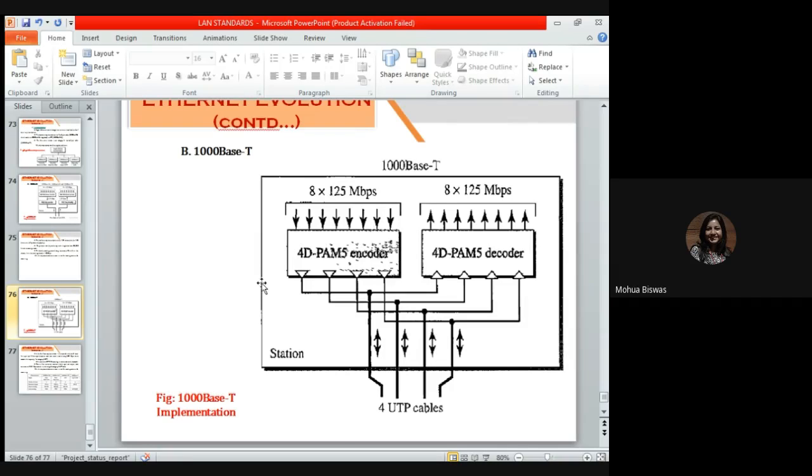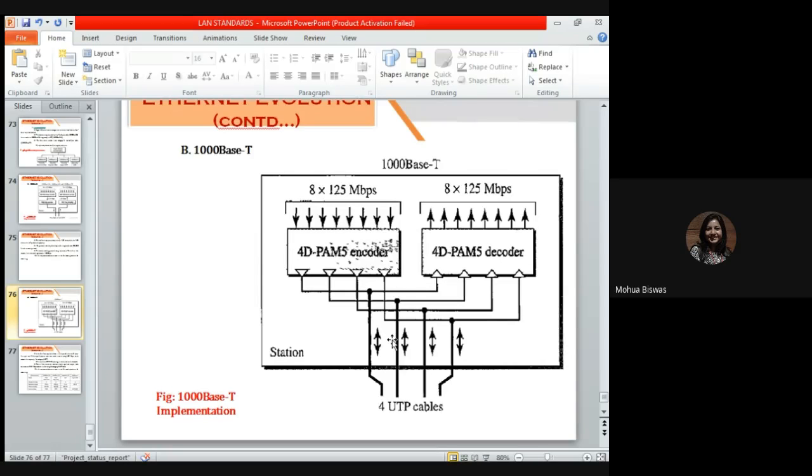Clear? So this is the generalized overview, because in your syllabus this description of the 4D PAM5 encoder is not required. Fine. That's why I just explained why it is 5: because it works under 5 voltage levels, -2, -1, 0, +1, +2, and for 4D, the 4 bidirectional cables we have used here for transmitting the channels.